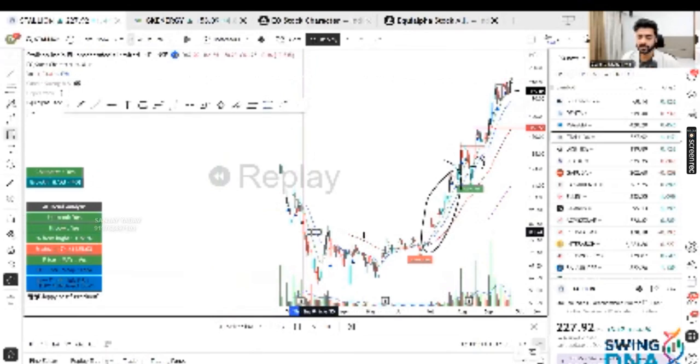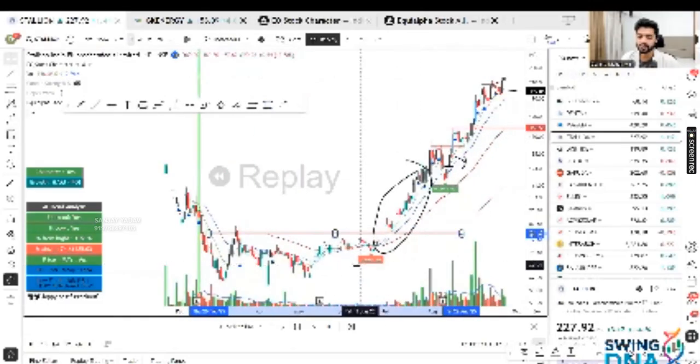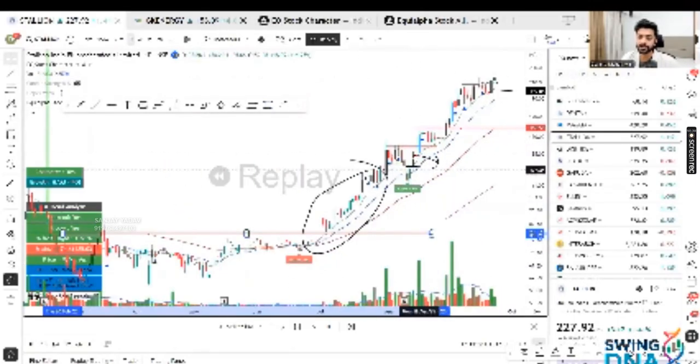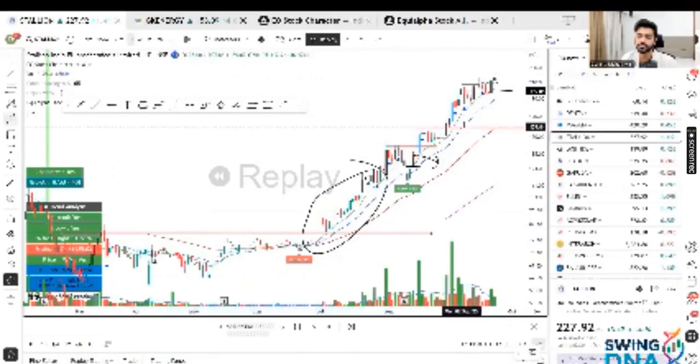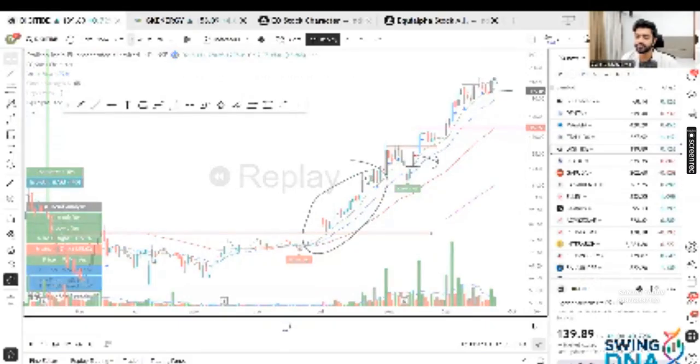First base was somewhere here itself, but it just went up 5.55%, nothing. And this is the second base, a continuation base, and this gave a good opportunity to trade, 30-40% very quick.